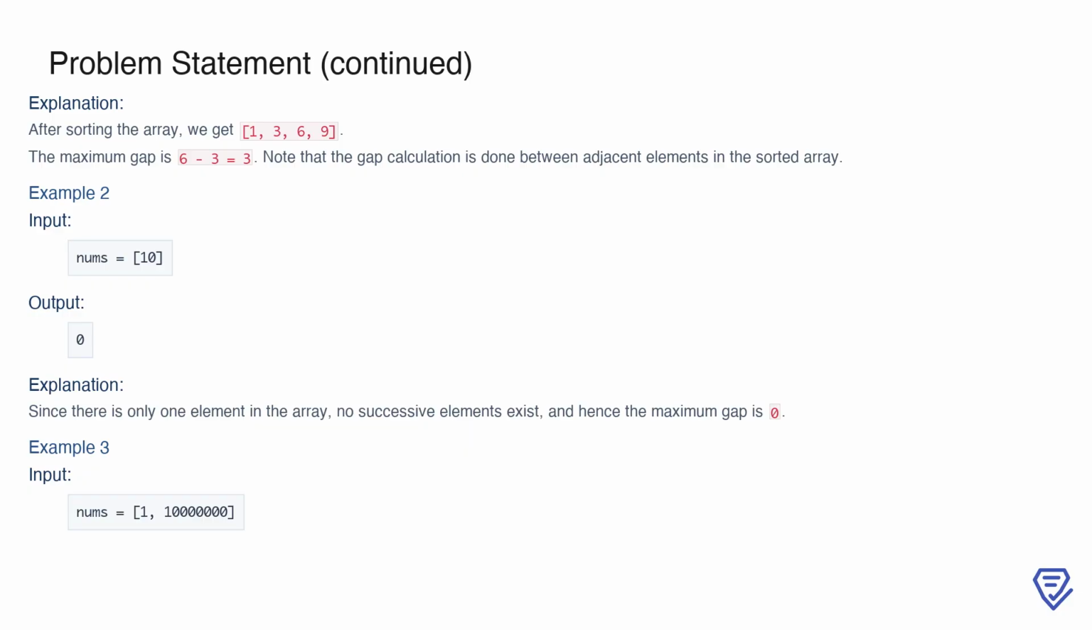In the second example, the input is 10. Since there is only one element, there are no successive elements to calculate a gap, and the output is 0. This highlights that the algorithm must handle arrays with fewer than 2 elements gracefully, returning 0 in such cases.